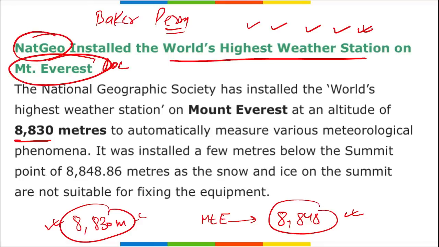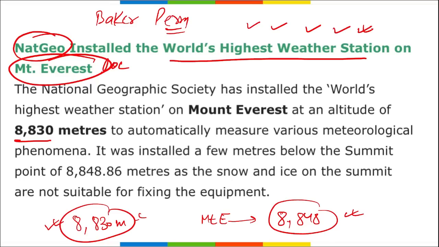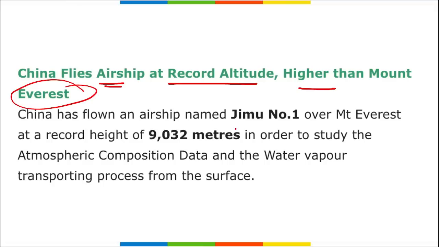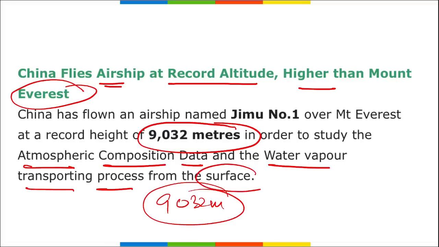Remember this. Next thing, as I said, China has flown an airship at a record altitude that is higher than that of Mount Everest. We saw that the height of Mount Everest is around 8,848.86 meters, and China's airship has flown above it, at the height of 9,032 meters. The reason for this airship to be flying at this height was to study the atmospheric composition data and the water vapor transporting process from the surface.